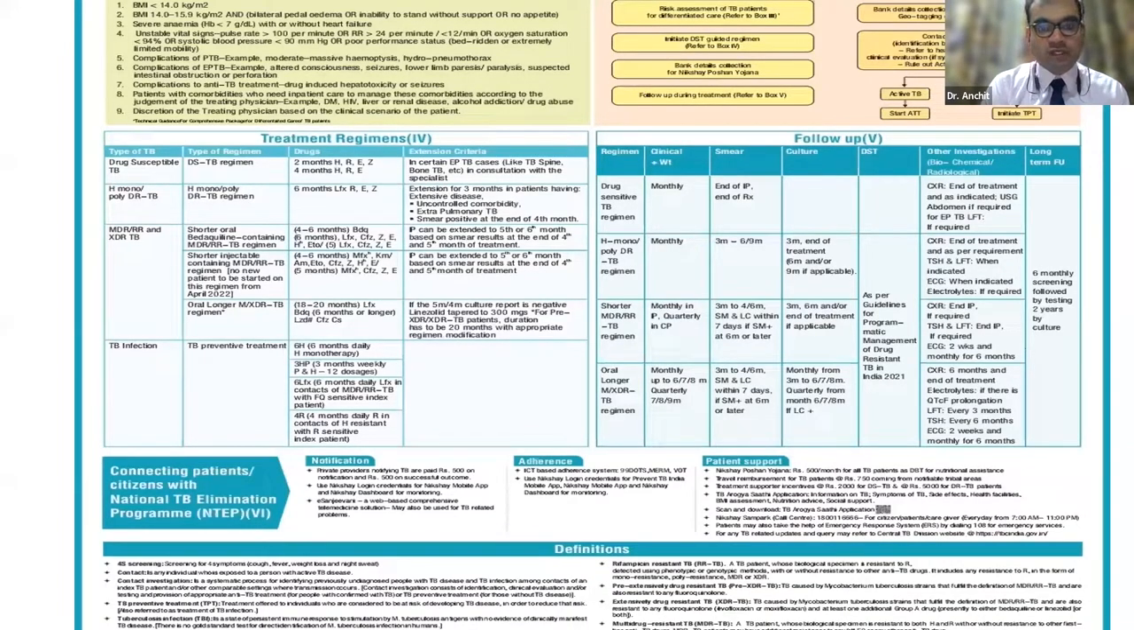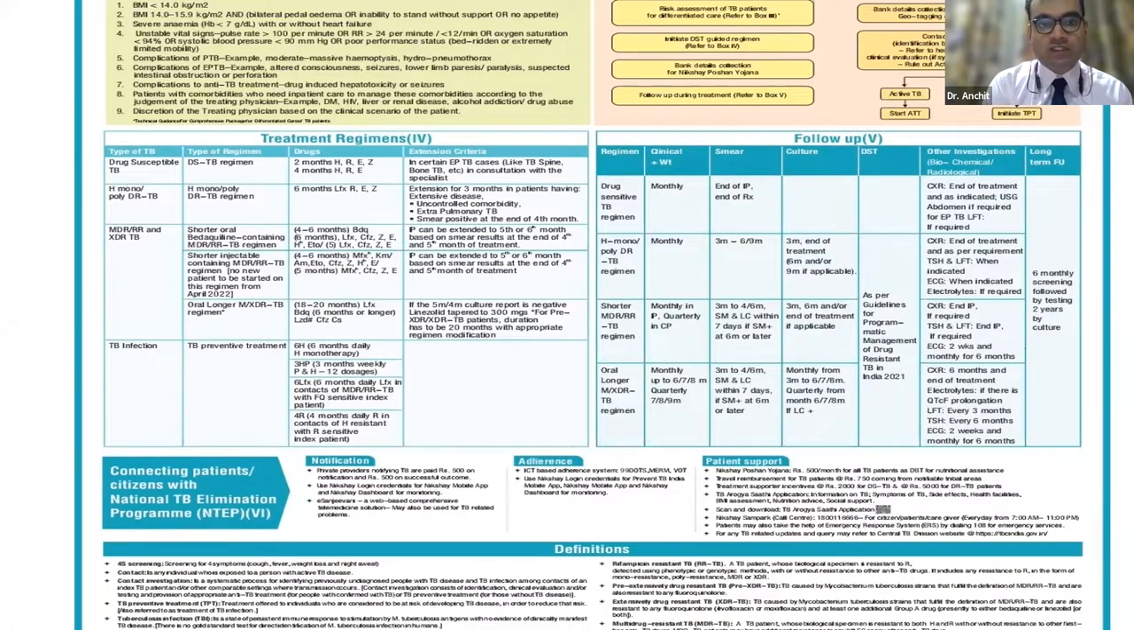And then we have pre-XDR-TB, in which apart from the MDR bacillus, there's resistance to fluoroquinolone only, but sensitivity to the other group 1 drugs. So when we have H mono resistant TB, the treatment regimen is 6 months of levofloxacin along with rifampicin, ethambutol, and pyrazinamide. And in MDR-TB, we have 3 options when we have MDR-TB or XDR-TB.